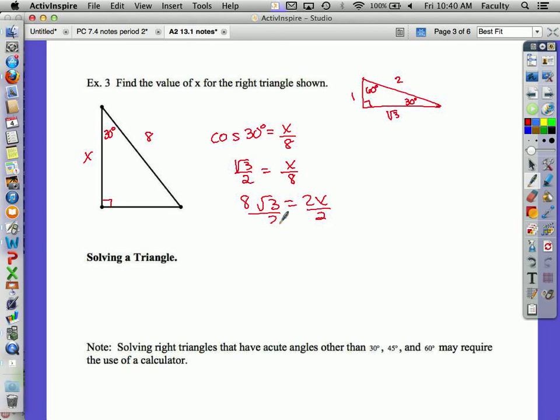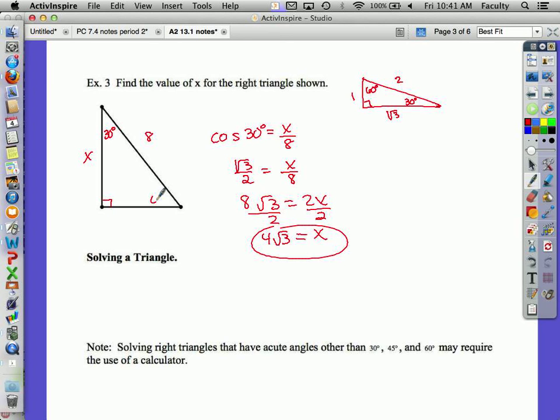Divide by 2, and x is 4 radical 3. Now let's go back, because I went a longer route on this because I want to develop a good foundation here. There was actually a different, much faster way to do this.